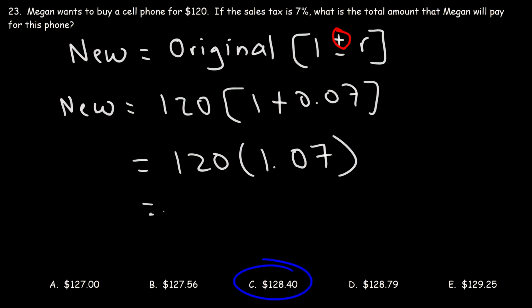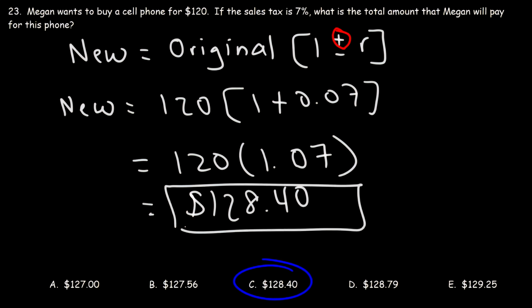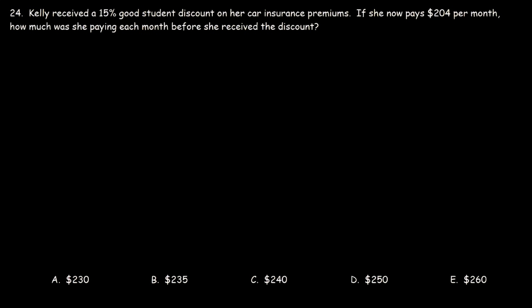So if we multiply 120 by 1.07, it's going to give us $128.40. So that's a quick and efficient way to get the answer for a problem like this. So C is the right answer. Number 24. Kelly received a 15% good student discount on her car insurance premiums. If she now pays $204 per month, how much was she paying each month before she received the discount?